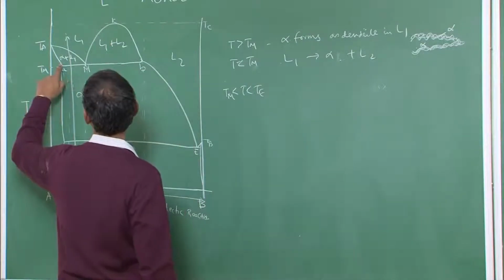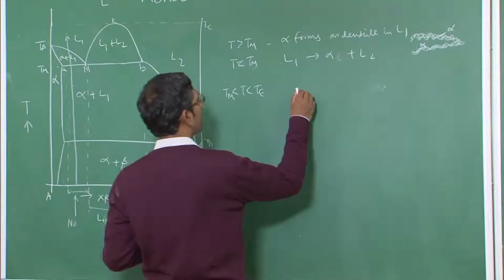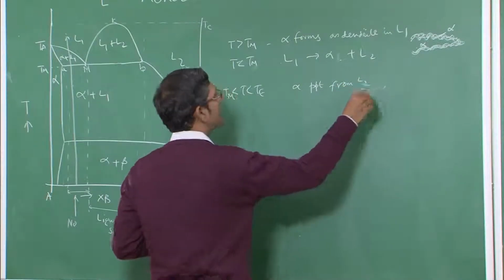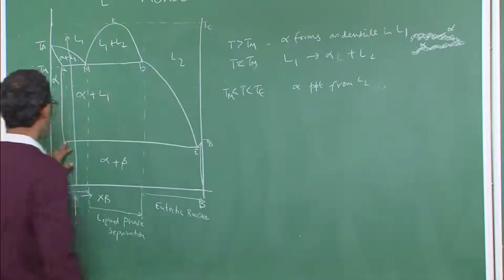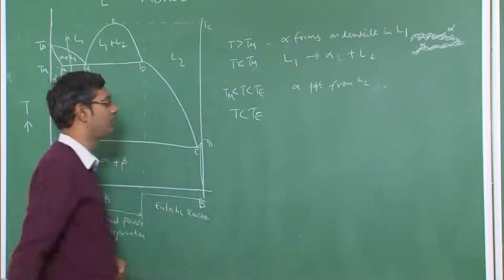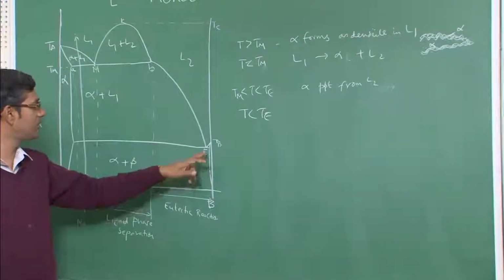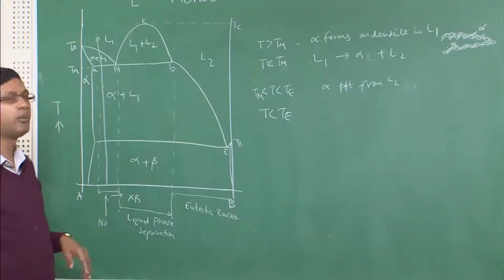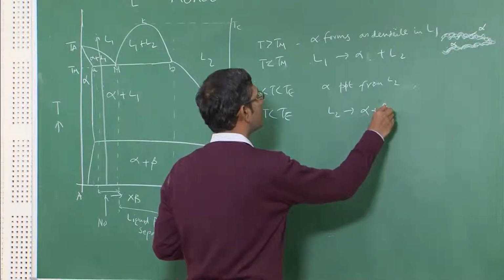Nothing will happen except because the compositions at this point and at this point are different, more alpha will precipitate from L2. The same will also form on the existing alpha, nothing else will happen, only when the temperature will reach below Te, what will happen? This liquid, whatever remains of L2, a very small amount of liquid is left over, because you can see here almost all liquid will be consumed by monotectic reaction and the precipitation of alpha from the L2. The liquid will undergo eutectic reaction leading to formation of alpha plus beta.